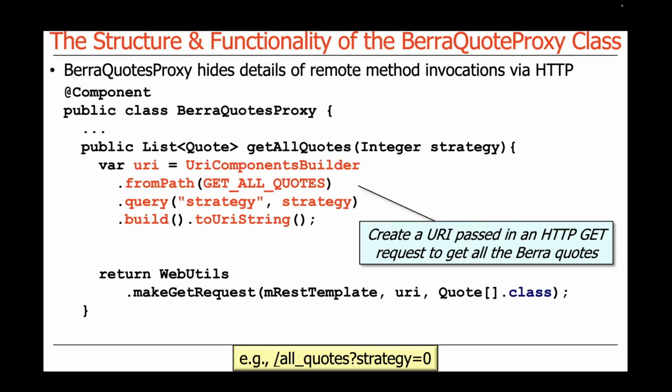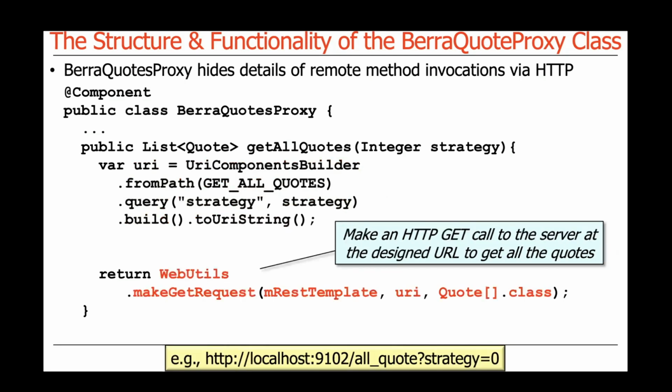The URI is basically the part that identifies which particular endpoint we want to talk to. In this case, it's the all quotes endpoint, and also what parameter we want to pass. So we'd say, I want to build a URI that contains the getAllQuotes routing ID. I want to give it the strategy as a field, as part of the query portion, with the value of, say, 0, and I want you to turn that into a URI string. So that's what gets created at the bottom, this /allQuotes?strategy=0.